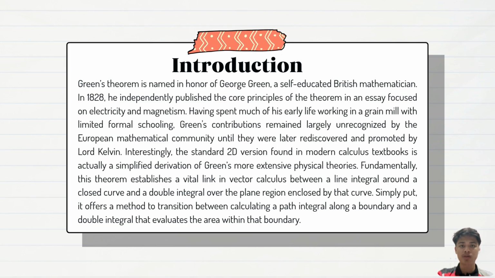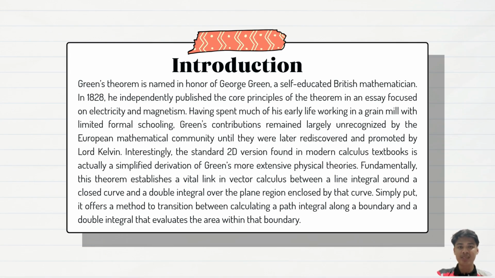Green's theorem is one of the fundamental theorems in vector calculus. It establishes a relationship between a line integral around a closed curve and a double integral over the region enclosed by that curve. In simpler terms, instead of calculating a line integral directly along the boundary, we can convert it into a double integral over the enclosed region. This transformation often makes many mathematical problems much easier to solve.